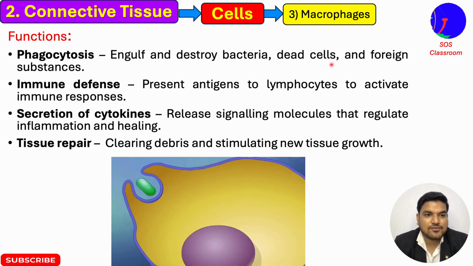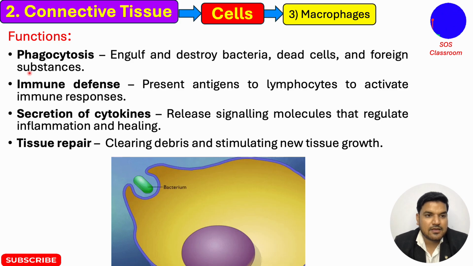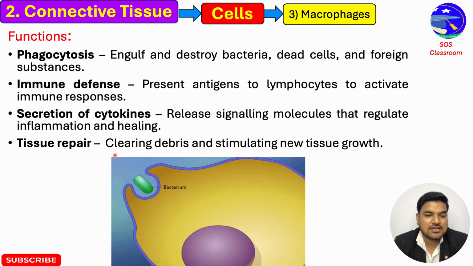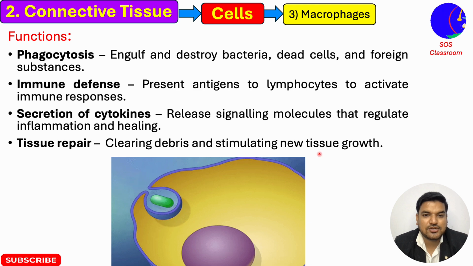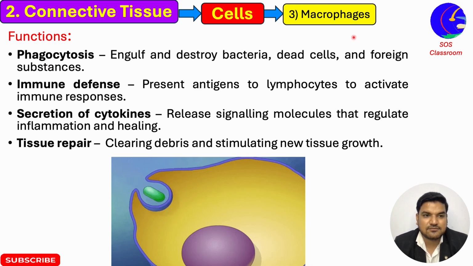So what is the function of macrophages? First is the phagocytosis. Phagocytosis means engulfing the bacteria and destroying them by the different types of enzymes. Next is the immune defense, presenting antigen to lymphocytes to activate the immune responses. Next is the secretion of cytokines, releasing signaling molecules that regulate the inflammation and healing processes. Next is the tissue repair, clearing the debris and stimulating new tissue growth. So these are the main functions of the macrophages.